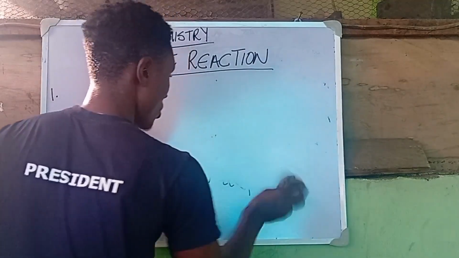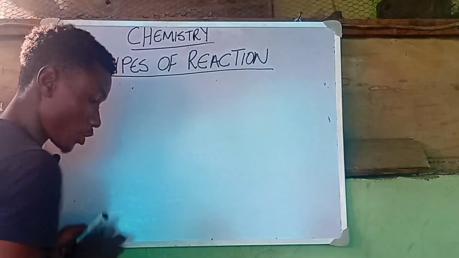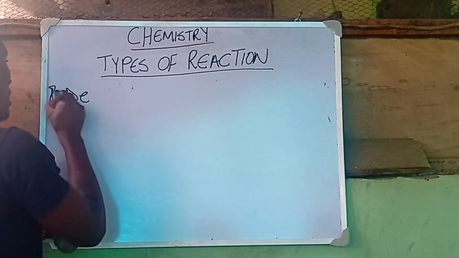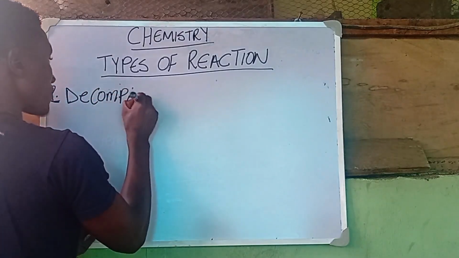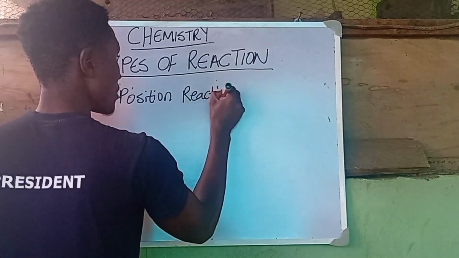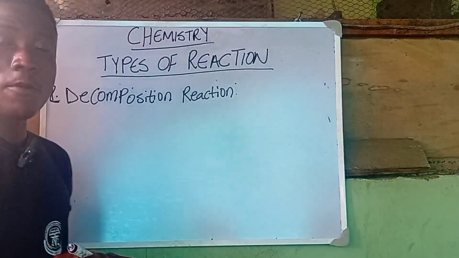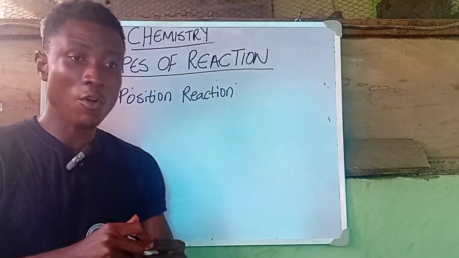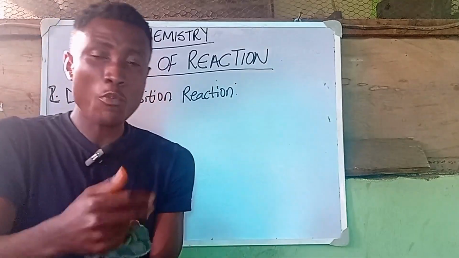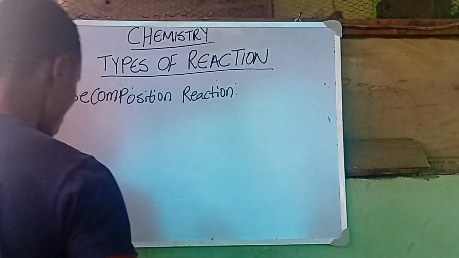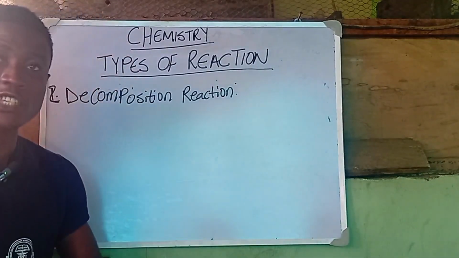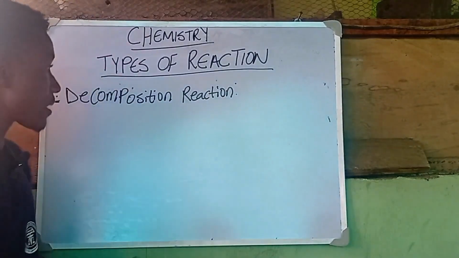So the second one is the decomposition reaction. Number two, we say the decomposition reaction. According to the name, when we say something is decomposing, it means something is being broken down, right? It's being broken down, and this is the direct opposite of the combination reaction. So the decomposition reaction involves the splitting of a compound into simpler substances.